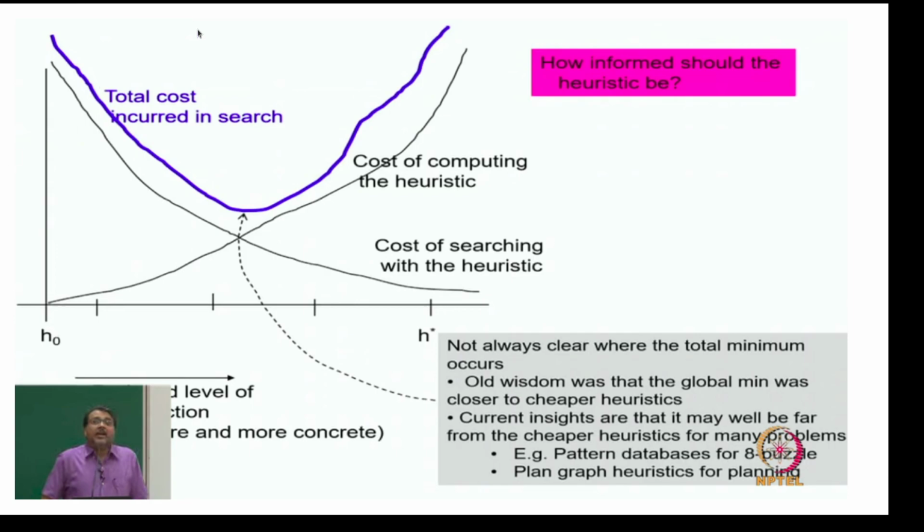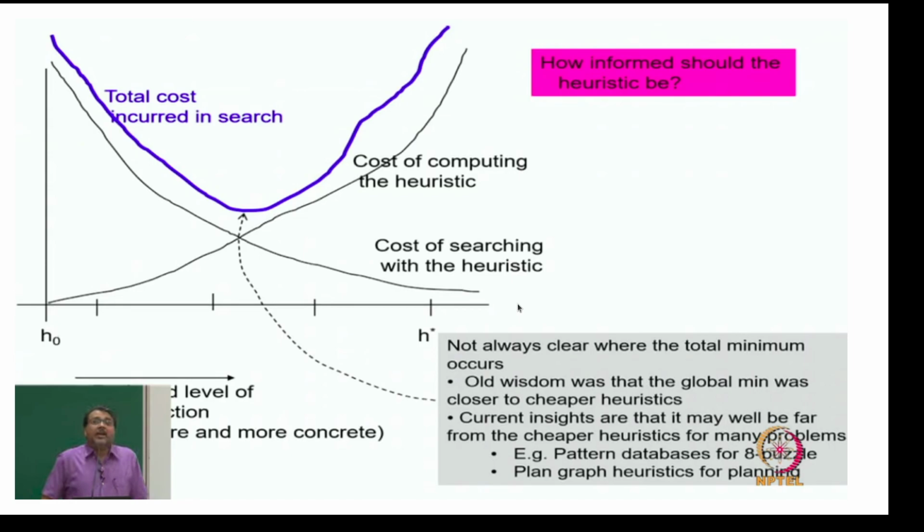So what information will you have about this point? Let's see. It's not always clear where the total minimum occurs. This is something that is not clear. Should we consider the optimal function, or should we consider the performance part? It's not quite clear where the total minimum occurs.